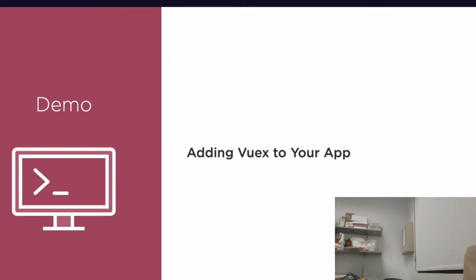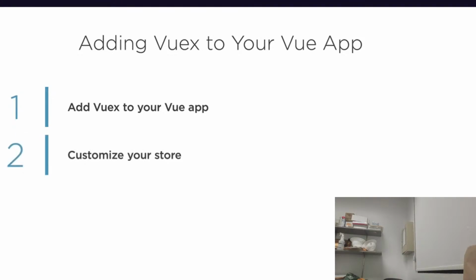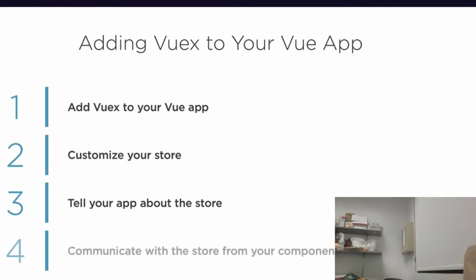Now it's time to add Vuex to our app. Here are the steps that we're going to follow. First, we're going to add Vuex to the app itself using one of the commands we're going to learn. Then we're going to customize our store. And then we're going to tell the app about the store. So after we create the store, we have to let the app know where it is. And then finally, we're going to tie in the communication between the components to the store.